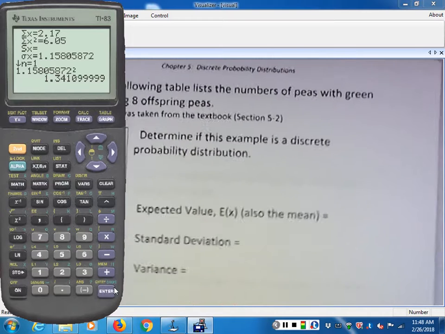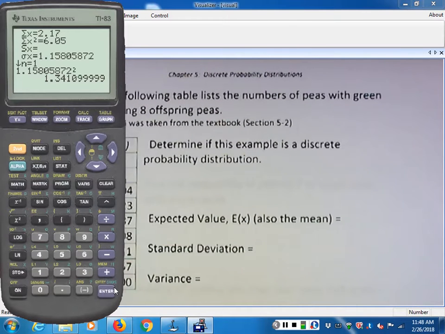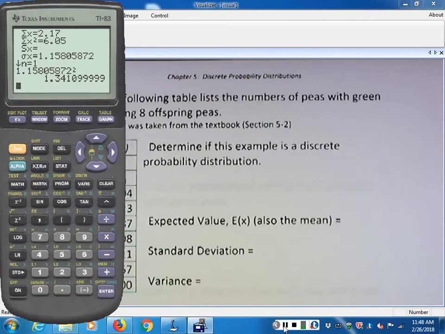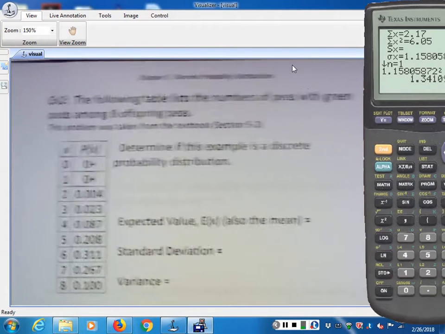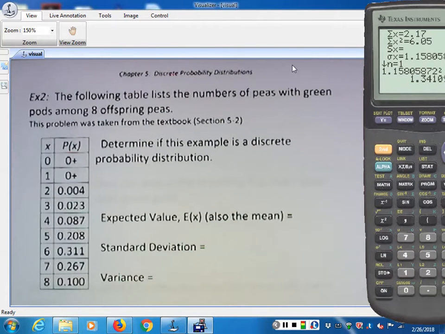Here's our next example. I think this is where the peapods are supposed to be. So the following table lists the numbers of peas with green pods among 8 offspring peas. So what they've done is they've planted some peas, and not all of them apparently yield green pods. Some of them maybe yielded a different colored pod, white or yellow pods. So it says determine if this is a discrete probability distribution. How do you know if it's a discrete probability distribution? What do we need to check?